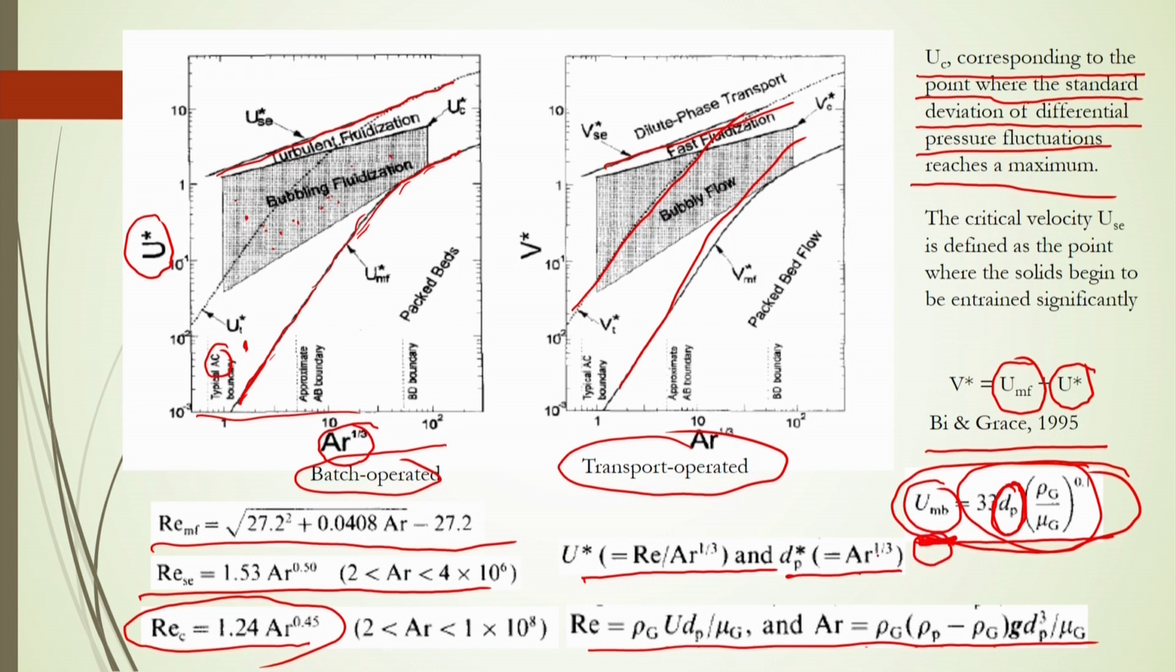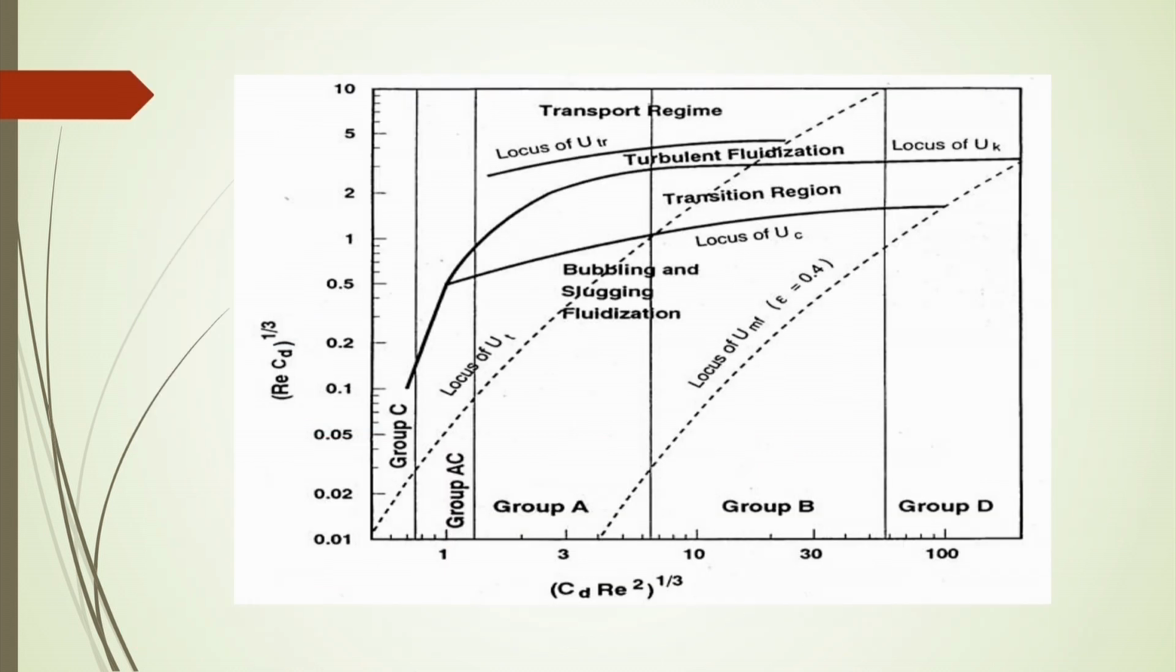So, you can easily calculate before starting the bubbling fluidization operation. Another important fluidization map, or flow regime map, is given in a different way. Here on the x axis you will see CD times Reynolds number squared, whole to the power 1 by 3.